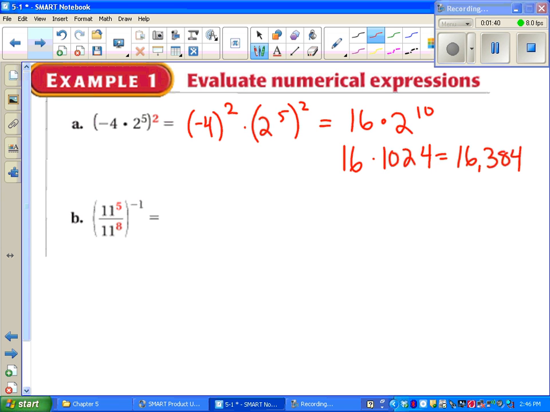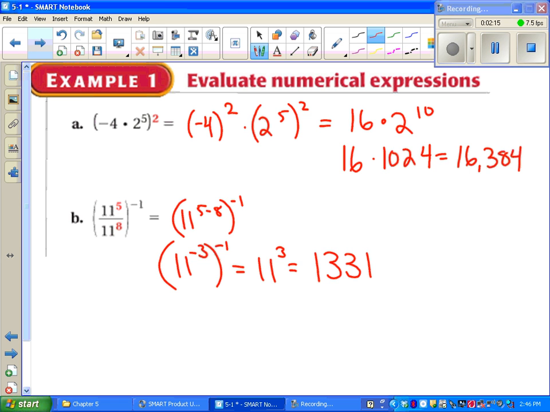That's it. Part B, we're using a couple of different properties. When we're dividing two powers and they have the same base, in this case 11, we subtract the exponents. 5 minus 8 is negative 3. And again, we multiply the exponents because we're raising a power to a power. We get 11 to the third. All that's left is figuring out what 11 to the third is, either by hand or with a calculator. And we're done.